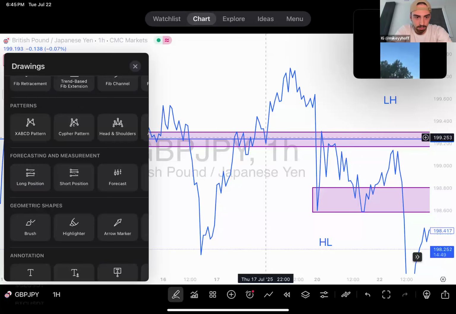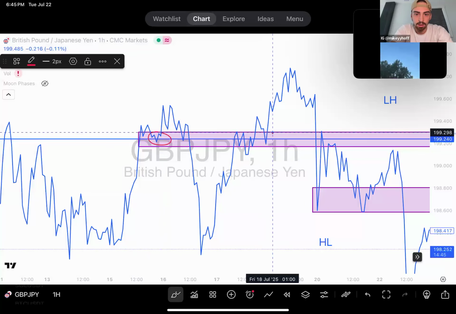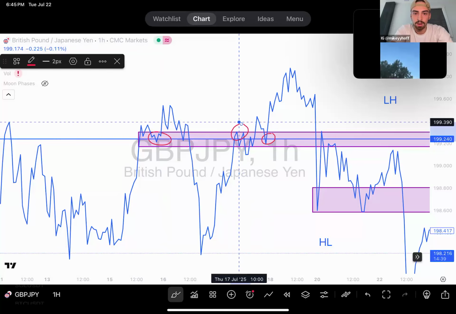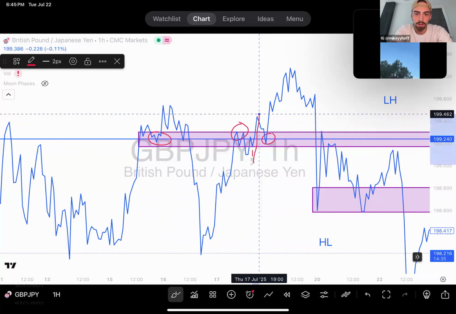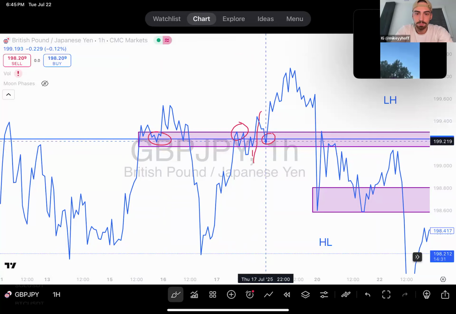Let me just circle these for you guys so you can see. So here we have a valley created. Here we have a valley created. And then all the way in through here, we actually resisted off of there, right? Played lower. We broke above this area right here and then created a valley, right?